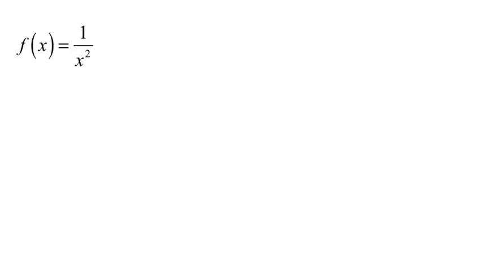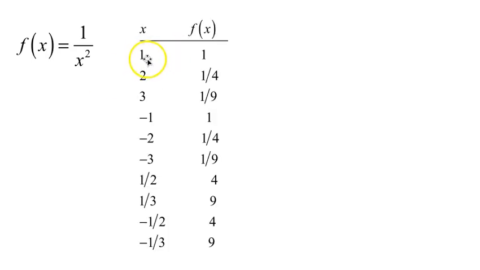Next, let's take a look at f of x is 1 over x squared. Again, I'll make a table of values. 1 squared is 1, 1 over 1 is 1, 2 squared is 4, 1 over 4, 3 squared is 9, 1 over 9. Negative 1 quantity squared, negative 1 times negative 1 is positive 1, 1 divided by 1 is 1. Negative 2 quantity squared, negative 2 times negative 2 is 4, 1 over 4, etc. A half squared is a quarter, 1 divided by a quarter is 4. A third squared is a ninth, 1 over a ninth is 9.